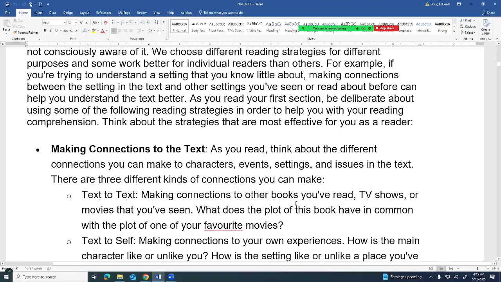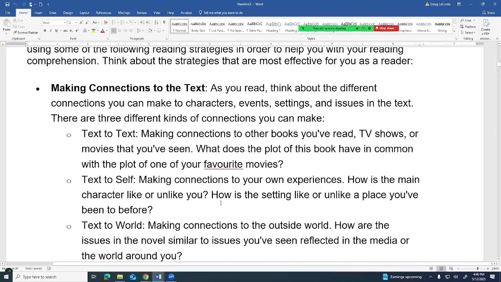Making connections to the text. What we just mentioned. As you read, think about the different connections you can make to characters, events, settings, and issues in the text. There are three different types of connections you can make: text to text, making connections to other books you've read, TV shows, or movies that you have seen. What does the plot of this book have in common with the plot of your favorite movies?